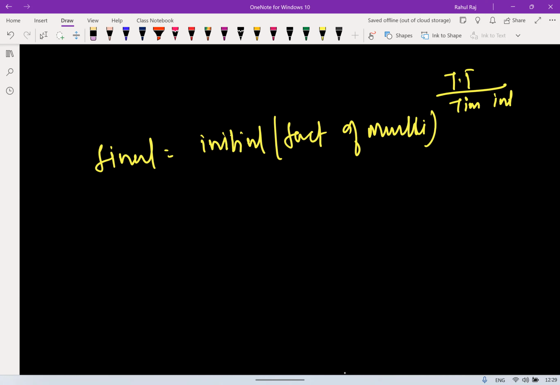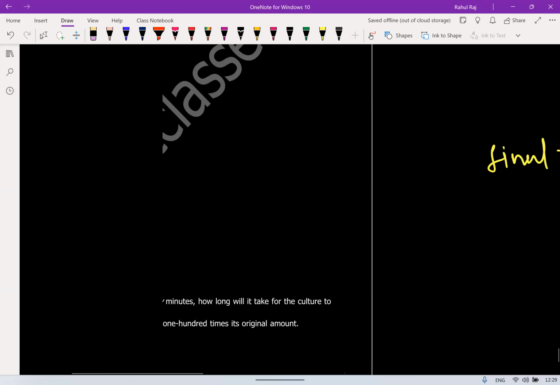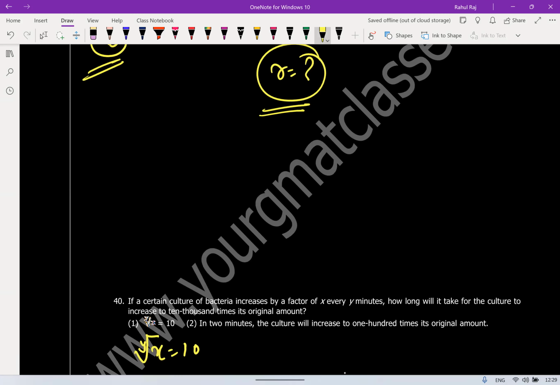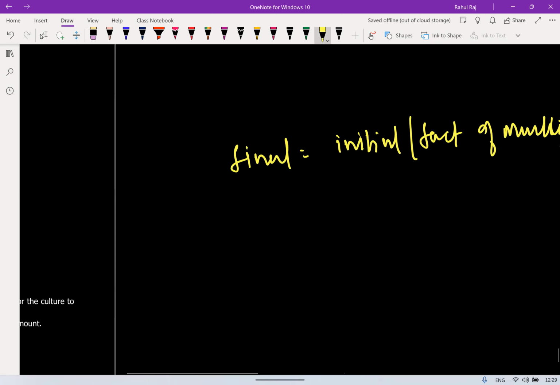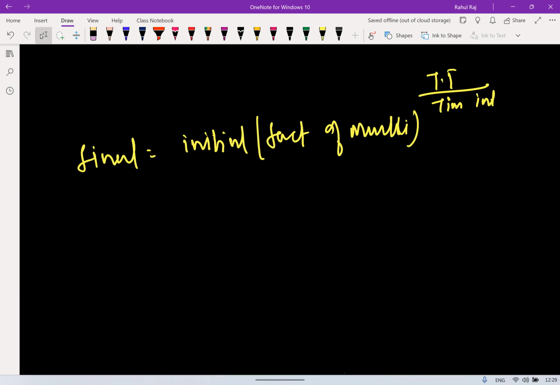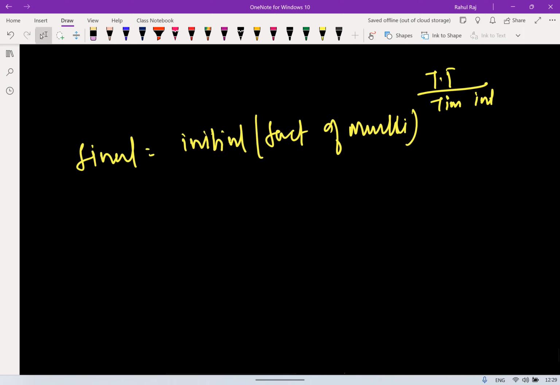That whole point should be very clear. When you are dealing with problems of populations and such, you have to use this formula. For example, a certain culture of bacteria increases by factor X for every Y minutes. Whenever you're dealing with a population problem, you can use this for sure. I'll explain exactly what this formula means.